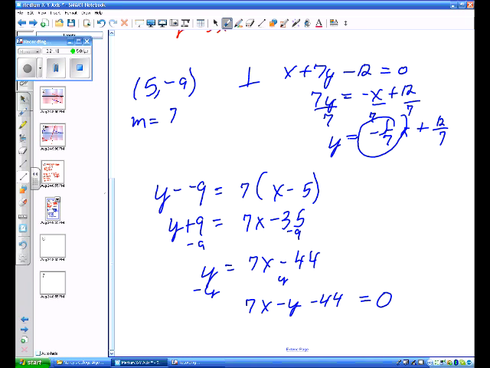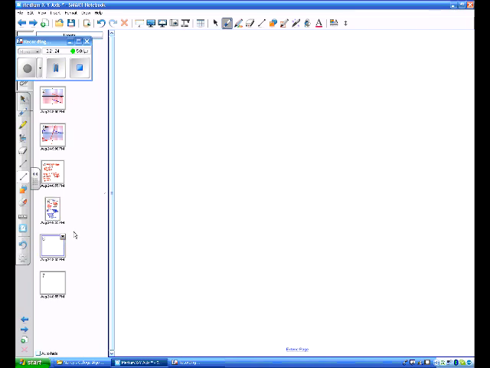Okay, this is looking at slope with parallel and perpendicular lines. We want to look at slope in a little different way, and we're going to look at it in what we call the average rate of change.